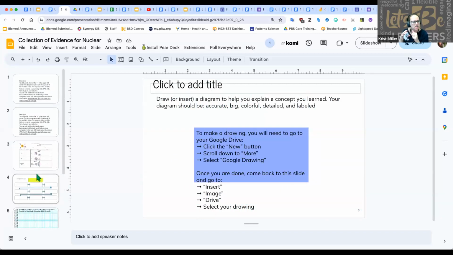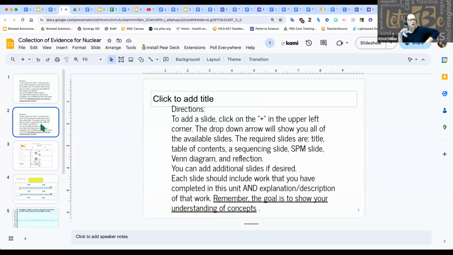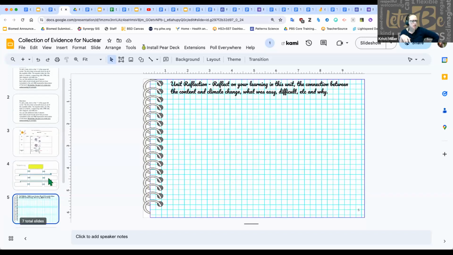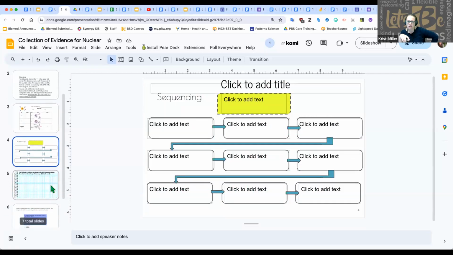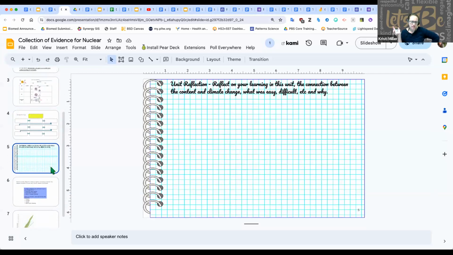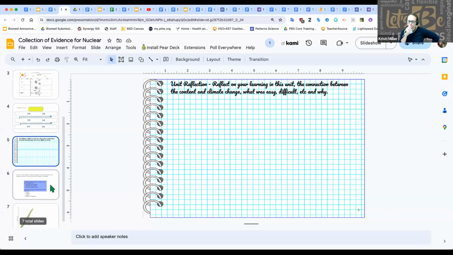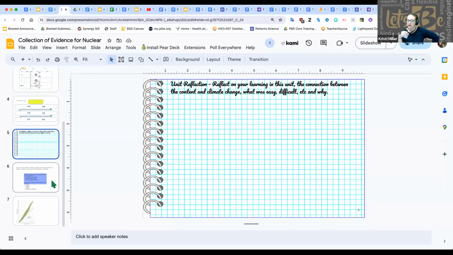They could do sequencing. I'm bringing them back to the infographic with notes there. They're doing a reflection at the end. And then they're putting in slides that have their own evidence from their work over the unit, and they're doing some explaining on their slides. So they're adding a bunch more slides to this deck.